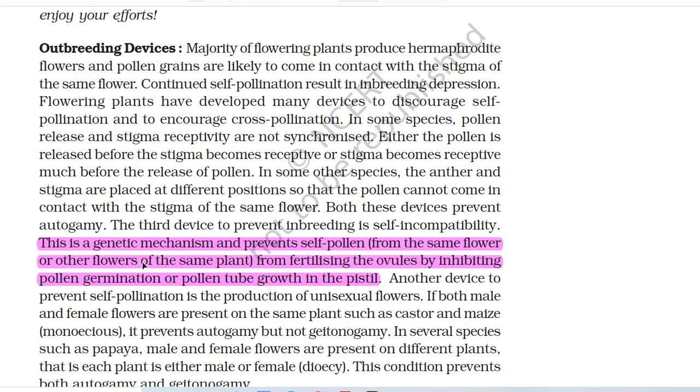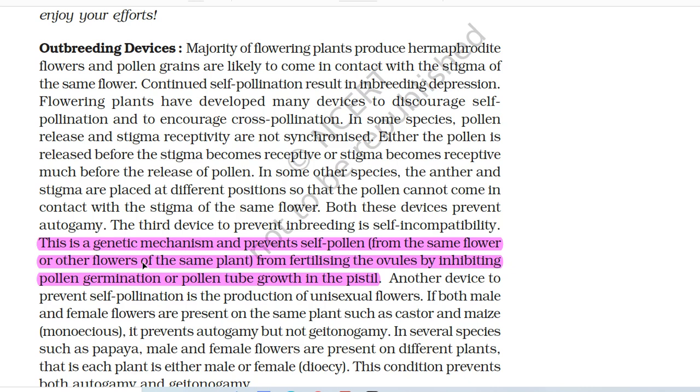Outbreeding devices. The majority of flowering plants produce hermaphrodite flowers, and pollen grains are likely to come in contact with the stigma of the same flower. Continued self-pollination results in inbreeding depression. Flowering plants have developed many devices to discourage self-pollination and to encourage cross-pollination. In some species, pollen release and stigma receptivity are not synchronized. Either the pollen is released before the stigma becomes receptive, or the stigma becomes receptive much before the release of pollen.